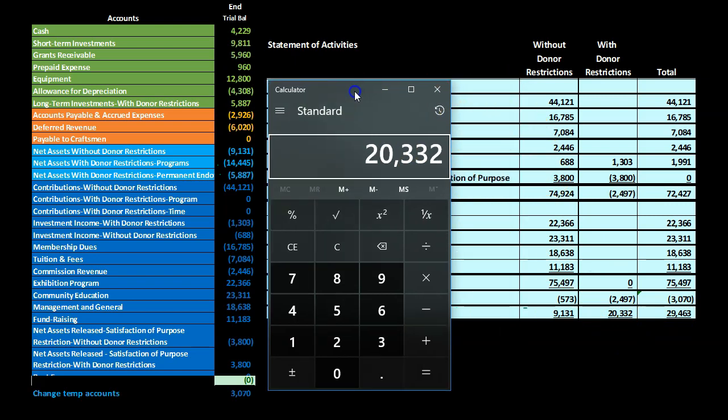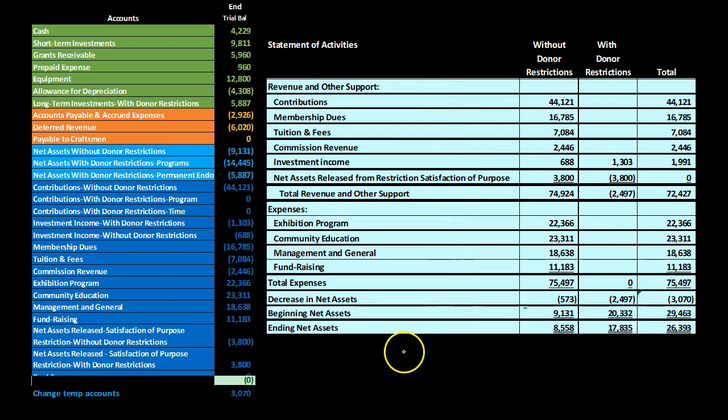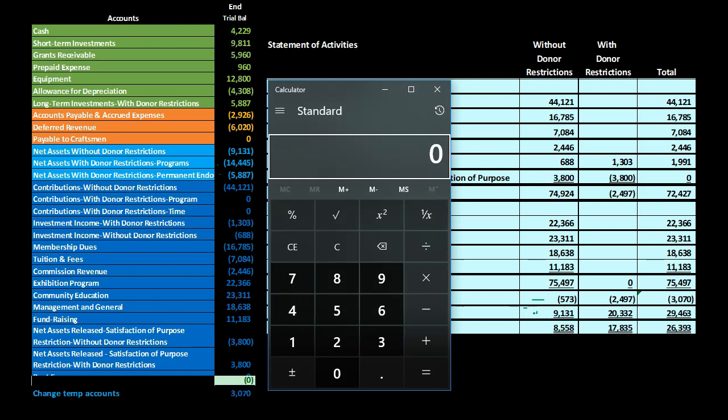And then if we add those across, we're going to say that that plus the 9,131 is going to be equal to the 29,463. And then finally, that'll give us the ending net assets, which will be the change, the decrease, plus the beginning. So, for example, it would be the negative 573 plus the 9,131. That would give us the 8,558, and so on and so forth.